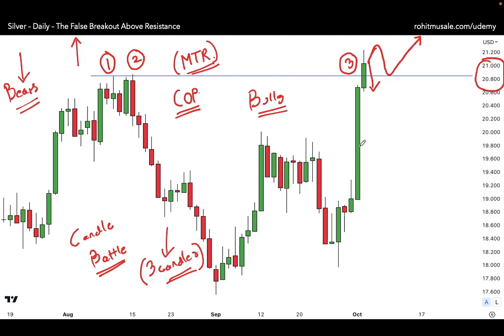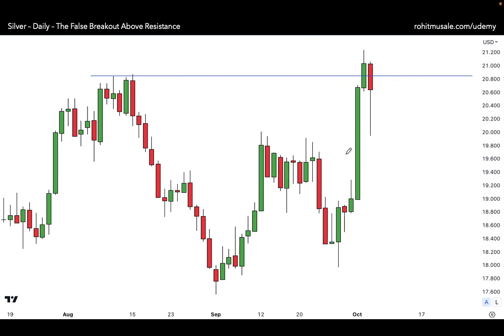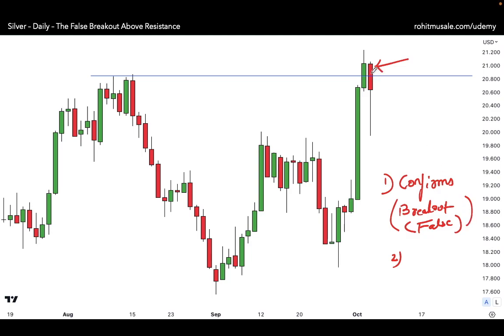Okay, so let's see what happens next. So this candle is a very important candle. It achieves two objectives. One is it confirms the breakout which is false. Okay, it confirms that this breakout was a false breakout. Second, it's a bearish engulfing pattern. If you look at these two candles, that is called a bearish engulfing pattern.